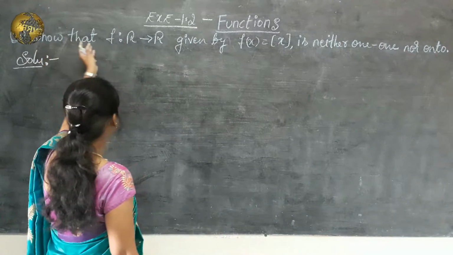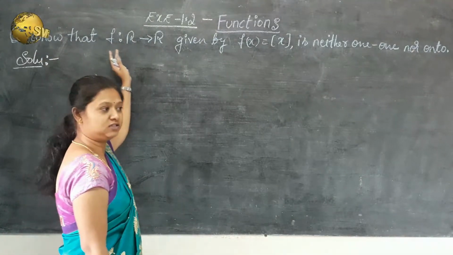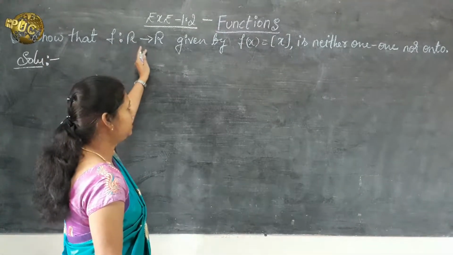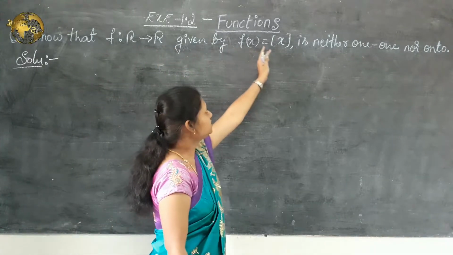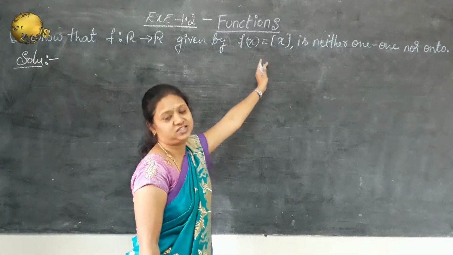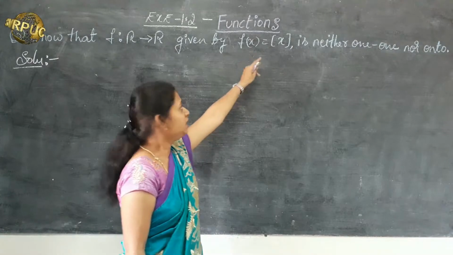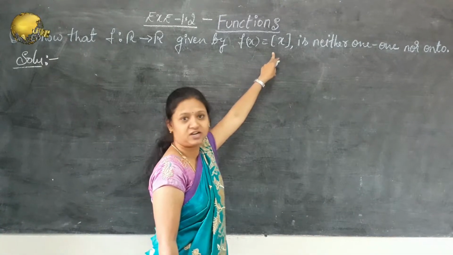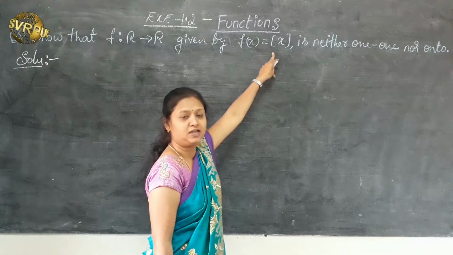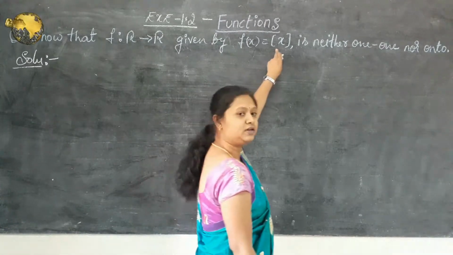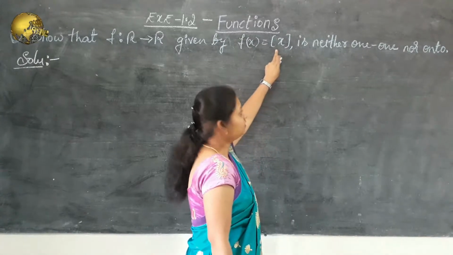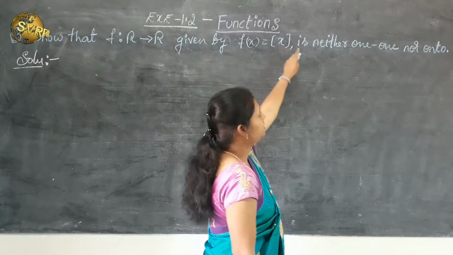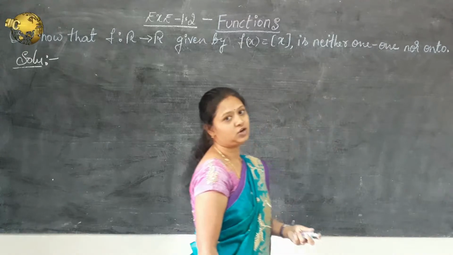Show that f from R to R, that is the function defined from real numbers to real numbers, given by f of x is equal to the greatest integer function, as you know, correct? It's a greatest integer function whose value will remain less than or equal to x itself, right? I have to show this greatest integer function is neither one-one nor onto.